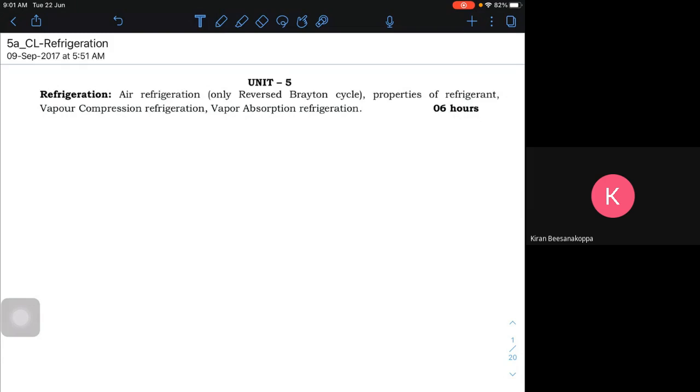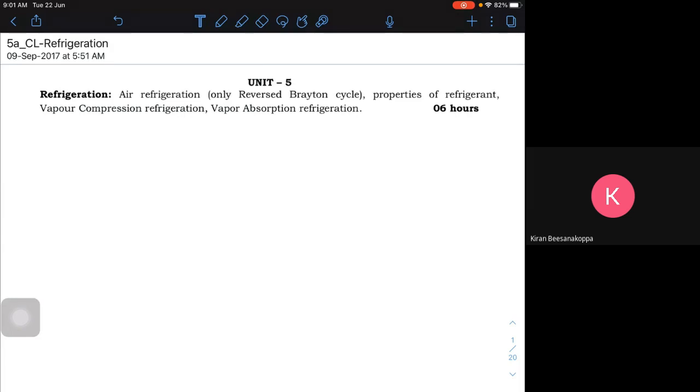We'll start with the last unit of your applied thermodynamics course. Unit 5 is more about refrigeration and air conditioning. We'll be having two questions, one from refrigeration and the other from air conditioning or psychrometry. So we'll start with refrigeration.